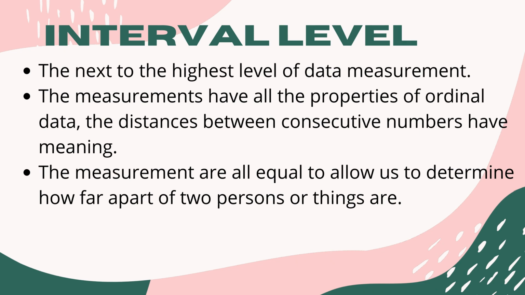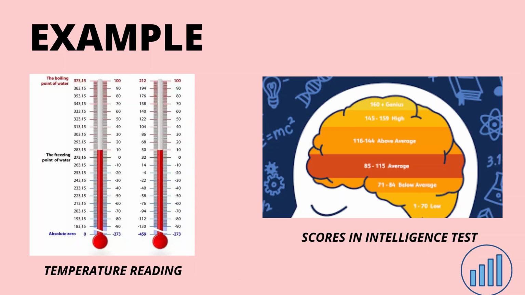Third is the interval level, the next to the highest level of data measurement. It has all the properties of ordinal data. The distance between consecutive numbers has meaning. The measurements are all equal, allowing us to determine how far apart two persons or things are. Examples are temperature readings and scores in an intelligence test.